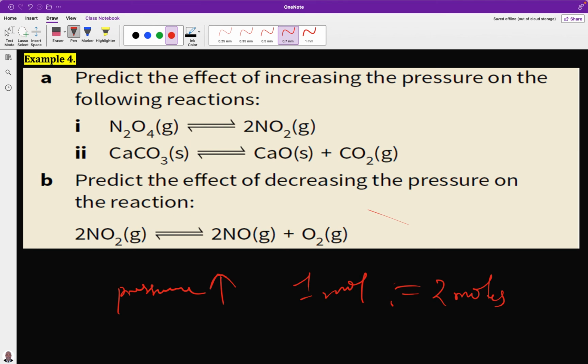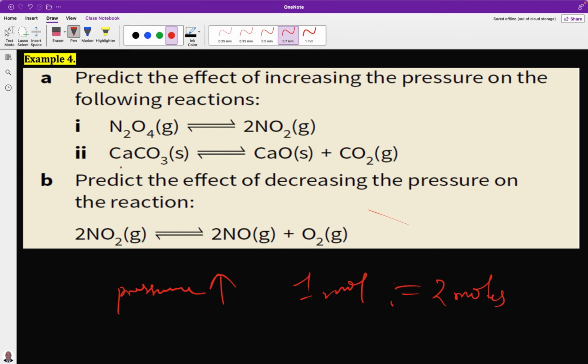Now, the effect of increasing the pressure. We have said the effect of increasing the pressure will lead to molecules moving to the direction of fewer gaseous molecules. So from right to left, as we said.